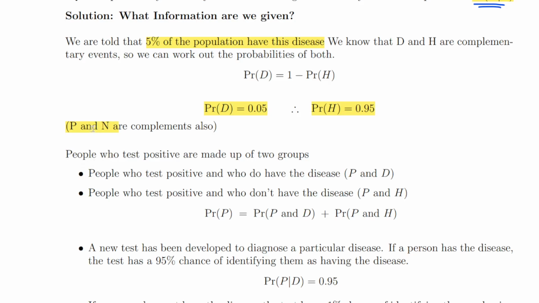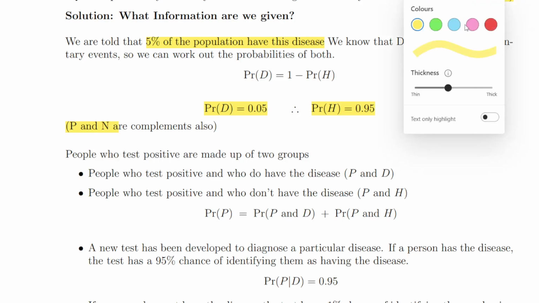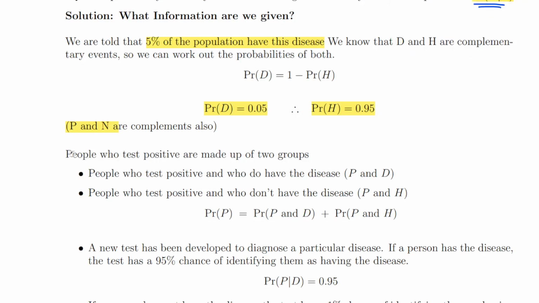We won't know what P and N are yet, but we know that they're complement events. Now, people who test positive, we could break that up into two groups. This is the rationale of what we're doing. The people who test positive, in both cases, include the ones that do have the disease and the ones that do not have the disease.